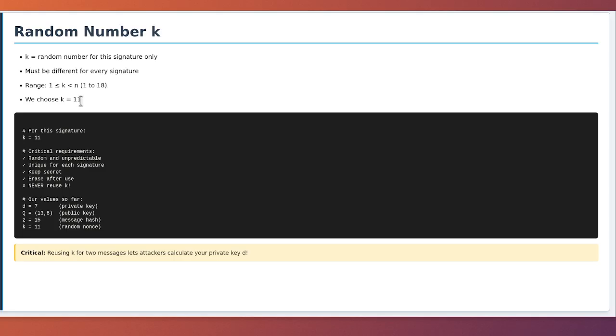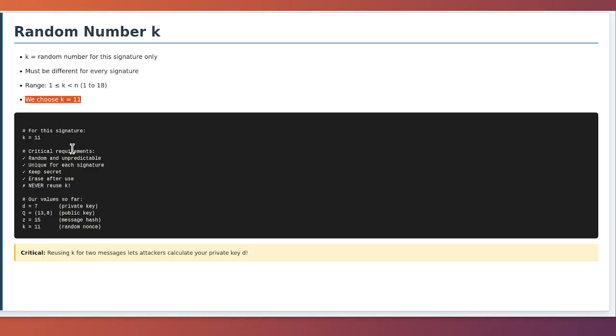In our example, n equals 19, so K can be any integer from 1 to 18. Let us choose K equals 11 for this signature. In a real system, K must be generated by a cryptographically secure random number generator. Some implementations use deterministic K generation based on RFC 6979, where K is derived from the private key and message hash. This eliminates randomness failures but requires careful implementation.